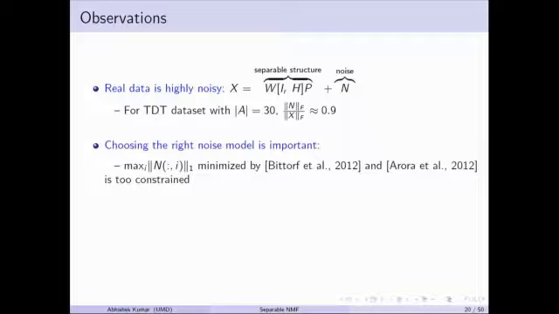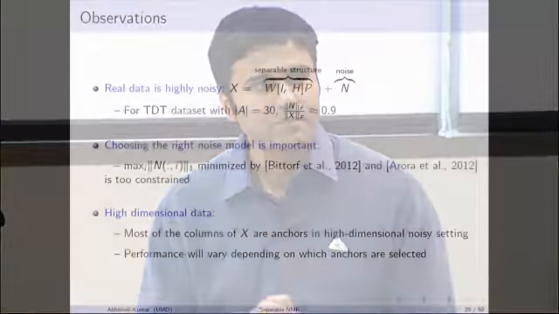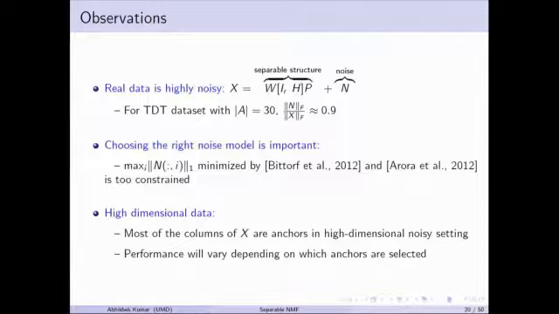So when we started working on this problem, we did some preliminary experiments and made some observations. One observation was that real text data is very noisy. If we take the TDT dataset, a classic topic modeling dataset with 30 topics, and take an NMF with 30 inner dimension factorization, the ratio of noise to data is about 90%. So 90% of your data is not explained by the separable structure. So it's very important to choose the right noise model. Further, when we are in high dimensions, it can happen that all your columns are anchor columns. In that case, the performance depends on which anchor columns we choose, because there are multiple options and we are only allowed to select R columns. So we have to be selective in choosing the right anchor columns.